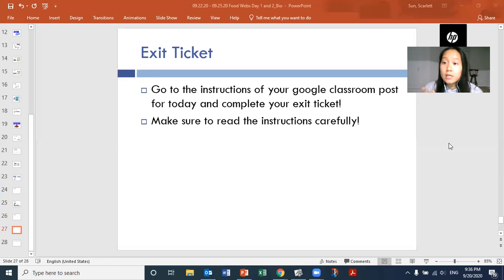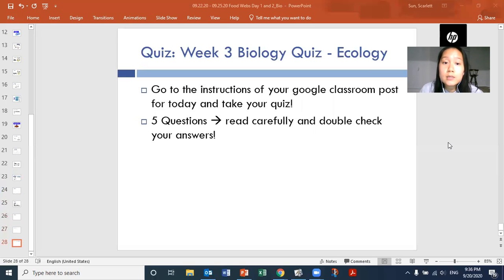Okay, so the thing you're going to do next is the exit ticket. Oh, actually, sorry, you're going to do your interactive journal first. Turn that in because it's due at the end of today. Then do your exit ticket. And then lastly, you're going to do your quiz. So you're going to follow the Google Classroom post instructions and take your quiz. There are only 5 questions on it, so make sure you take your time, read carefully, and double check your answers before you submit it, because once you submit it, you can't change your grade anymore. All right?